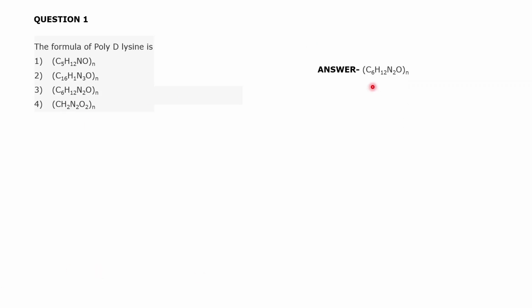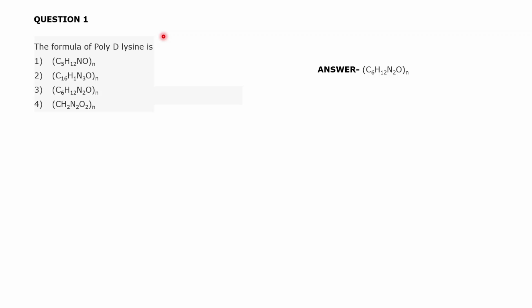It's a homopolymer of D-lysine. D-lysine is basically an amino acid, and these lysine units are conjugated together to form a long polymer. That's why it has a formula of C6H12N2O in open brackets, n. This n represents the linearity of the polymer, that is, how many repeating units it is made of. So poly D lysine is a homopolymer of D lysine, which is an amino acid.